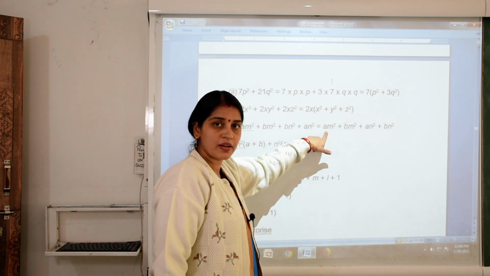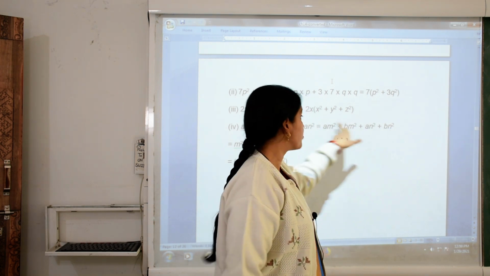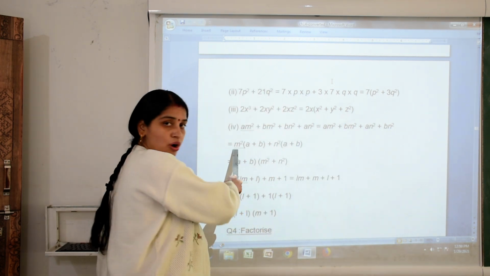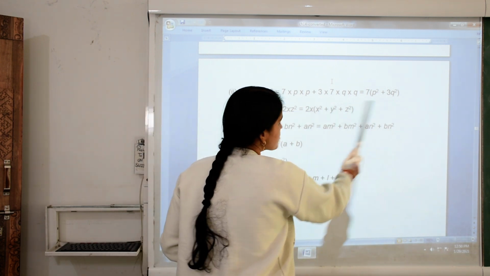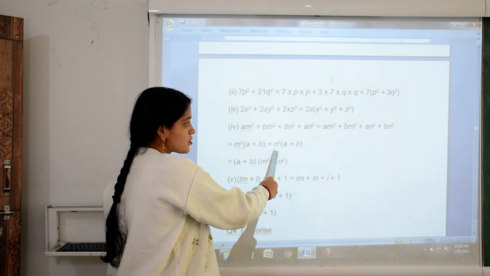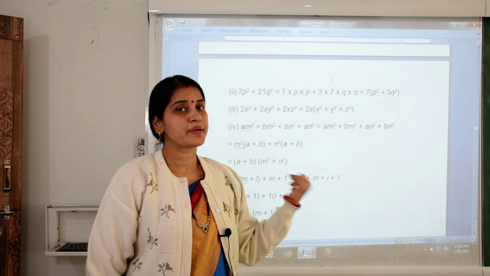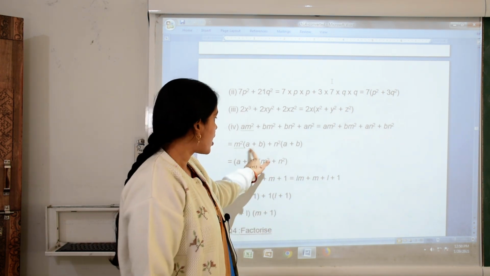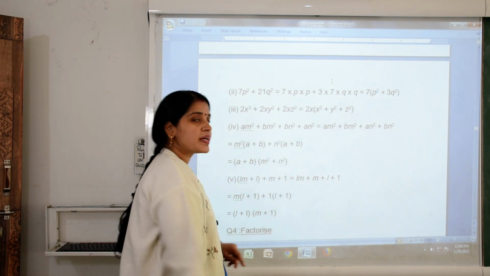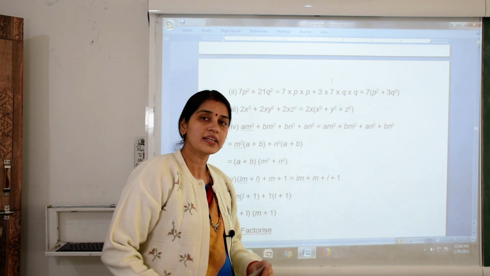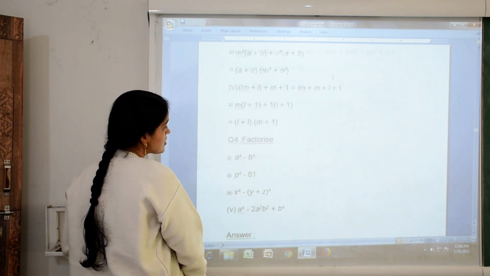These two we take in the first group and these in the second group. In the first two, m square is common and left is a plus b, and here n square is common, so plus n square and left a plus b. Now both the brackets are equal, it means it is correct. So now we take a plus b common, and in the second bracket m square plus n square, which is our answer. So in this way you have to solve this question.